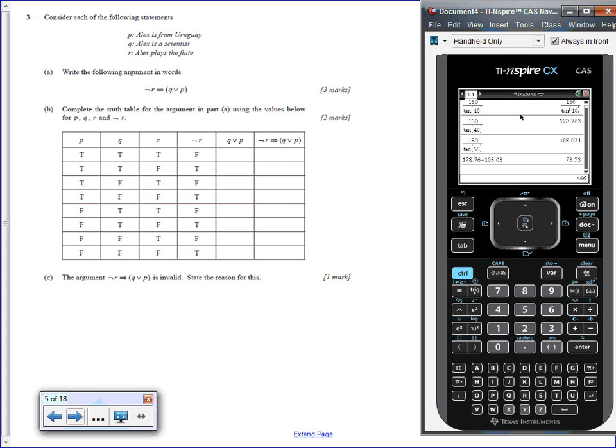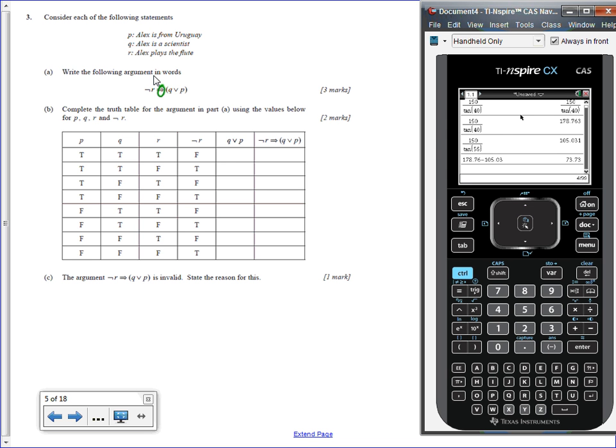Then we have a logic question. P statement is that Alex is from Uruguay. The Q statement, Alex is a scientist. And the R statement is that Alex plays the flute. We're first to write the following statement in words. The negation sign in front of the R. And then there's this double bar with an arrow going forward. And then in parentheses, we have Q or P. So remember that if you've got this symbol, we're going to call it if at the beginning and put a then in the middle. So we've separated our statement into an antecedent and a consequence.